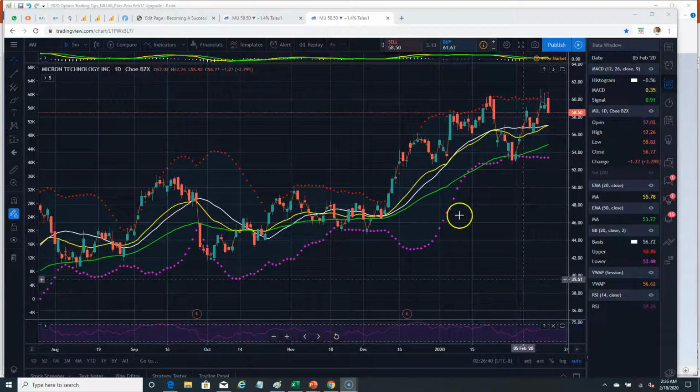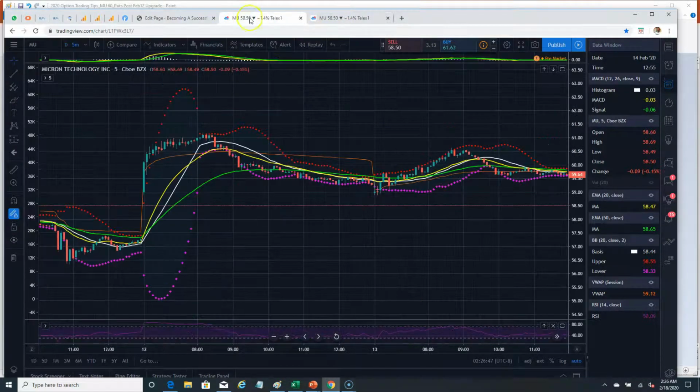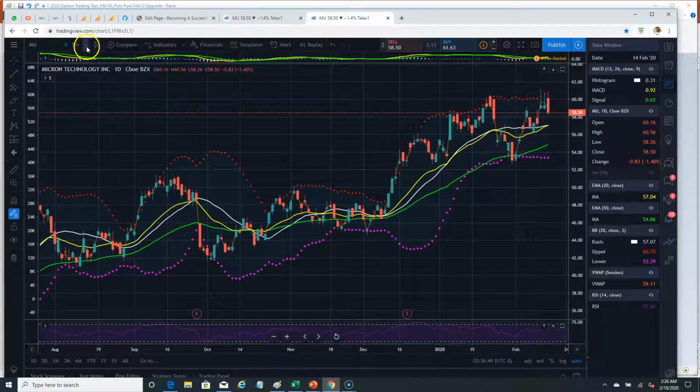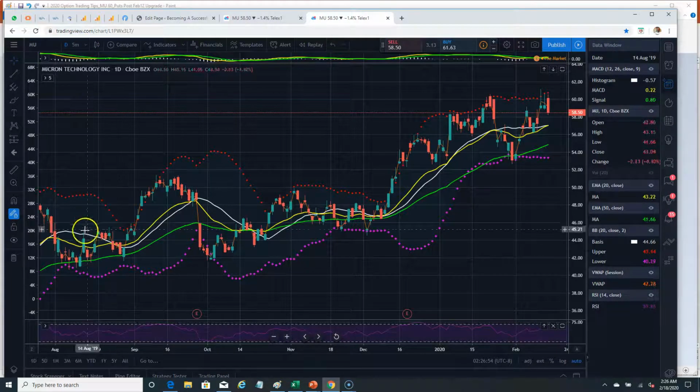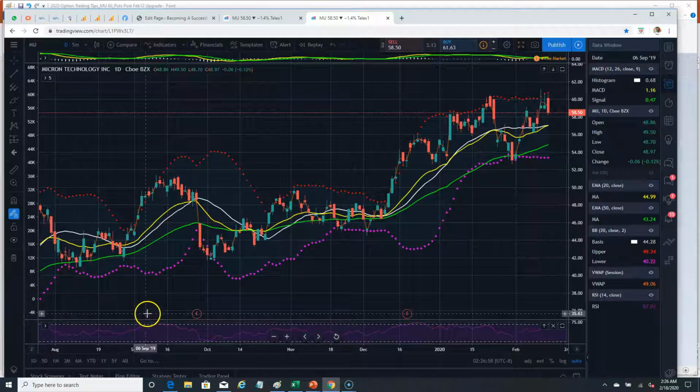So what we are looking at here is the chart for Micron, and I'm focusing on the daily. I want to look at the daily chart of Micron to illustrate this concept of support and resistance. In this case, today is going to be resistance mostly, but it works the same way.